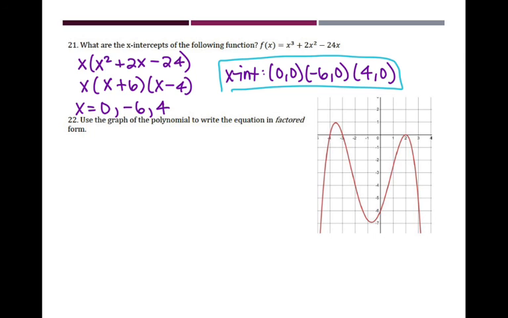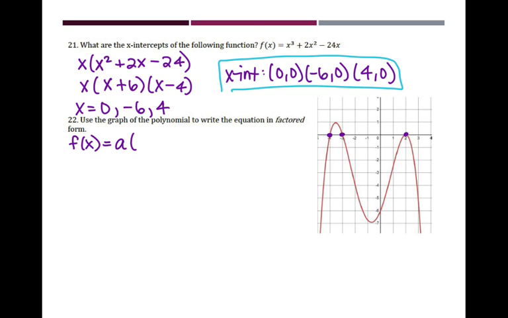All right, last one for this unit. Use the graph of the polynomial to write an equation in factored form. So in order to write the equation in factored form, we need to pay attention to where our x-intercepts are. So this one has 3 x-intercepts. So I'm going to go ahead and start by writing f of x equals a, which I'm going to have to figure out what that is in a second, and then I'm going to start to list out my factors.